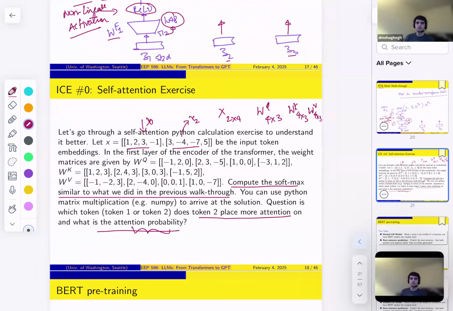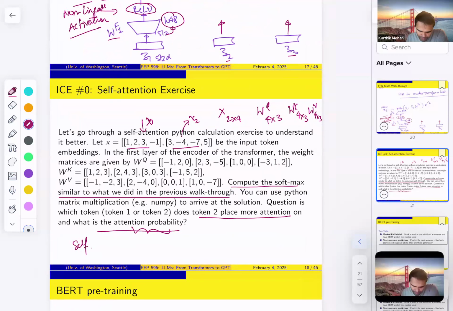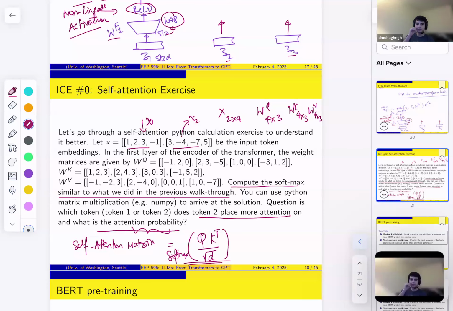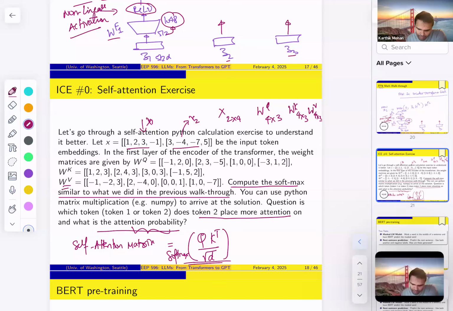The computation is essentially the self-attention weights matrix, which equals the softmax of Q K transpose divided by the square root of D. This should give you the attention weights. So basically you want to compute this. We don't have to worry about V because you're just asking where the attention is. Once you get this, it's going to be a 2 by 2 matrix. You want to look at the second row because the question is on the second token.